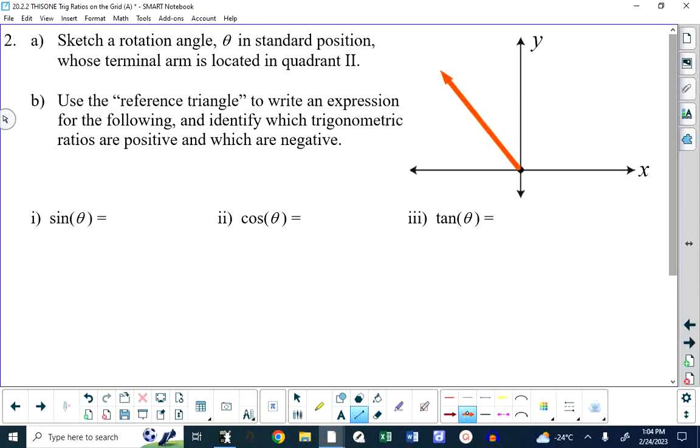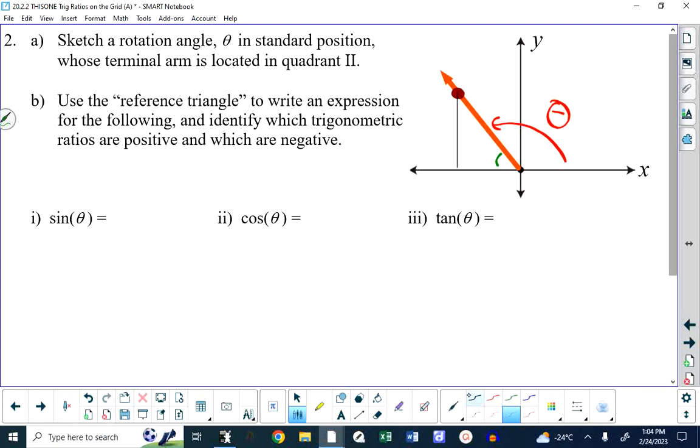Here's one. Put a point on there and use a reference triangle, which means we have to drop a line down to the x-axis. Now this is the rotation angle. This is the reference triangle, or reference angle rather.